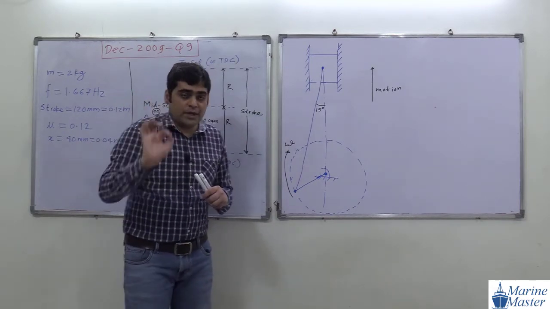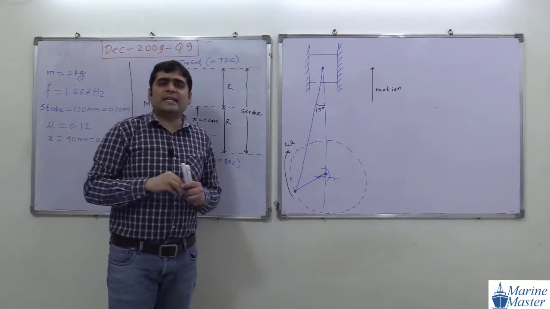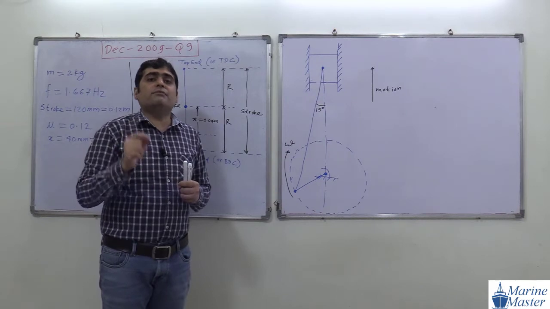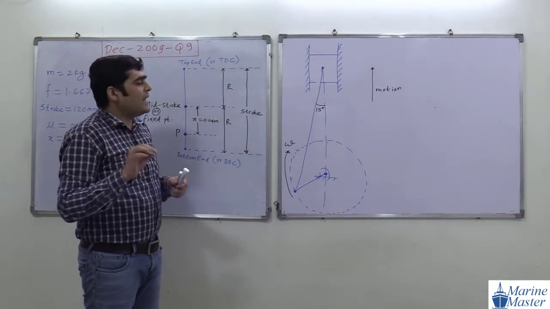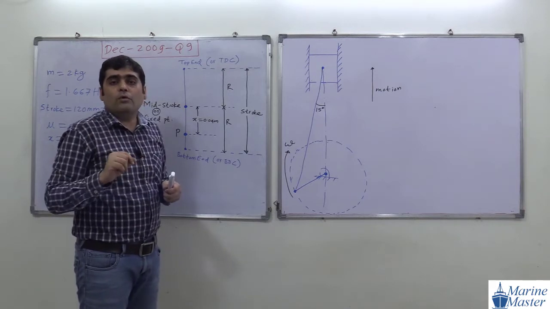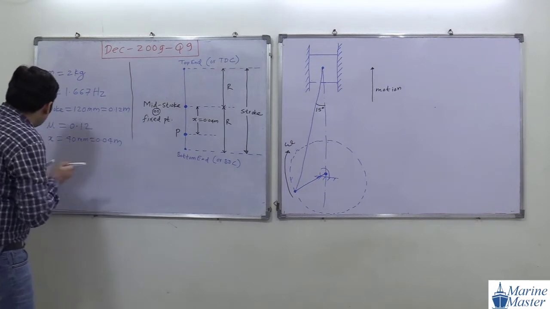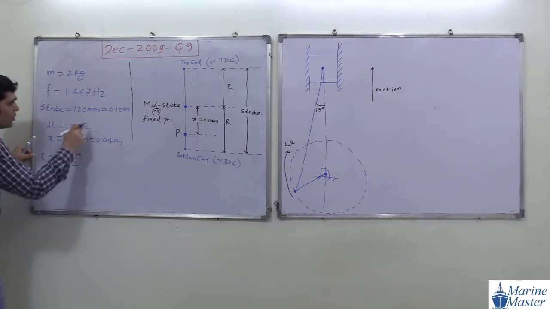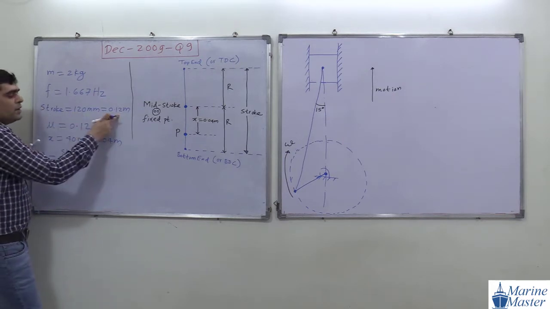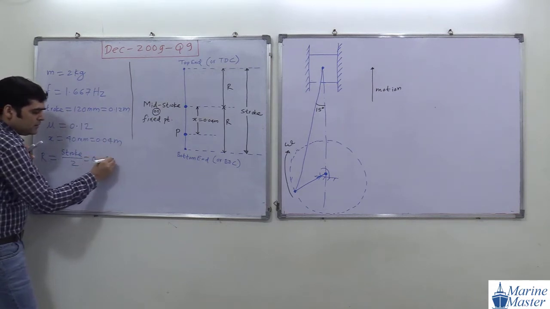Try to see the scenario here. Before going for the velocity and acceleration, what do we need? We need the amplitude value R. R means amplitude of SHM. And then we need omega, which is the angular velocity. First of all, we will calculate R. Amplitude of SHM will be stroke by 2. What is the value of stroke here? 0.12 meter. So 0.12 by 2 is 0.06 meter.